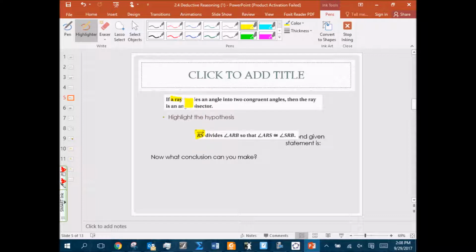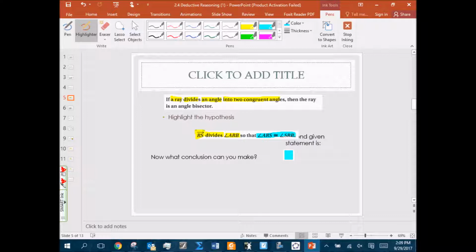This says divides. Does this say divides? Here it says an angle. Is angle ARB an angle? Yep. Up here it says into two congruent angles. Is this two congruent angles? Yeah. So do the objects that I have highlighted match? Yes. So we do have the law of detachment here.